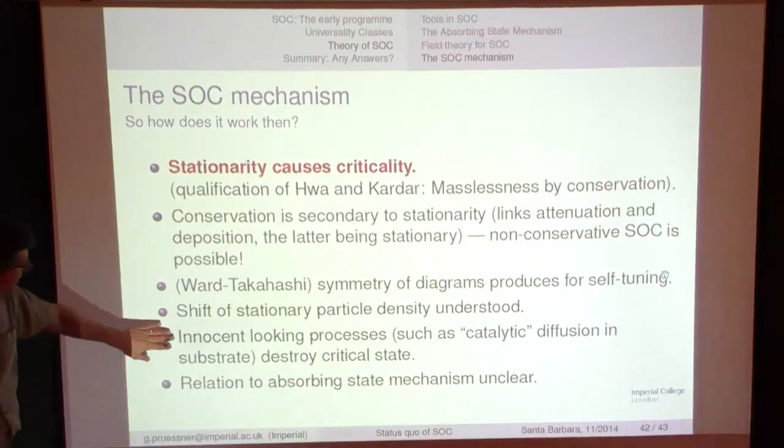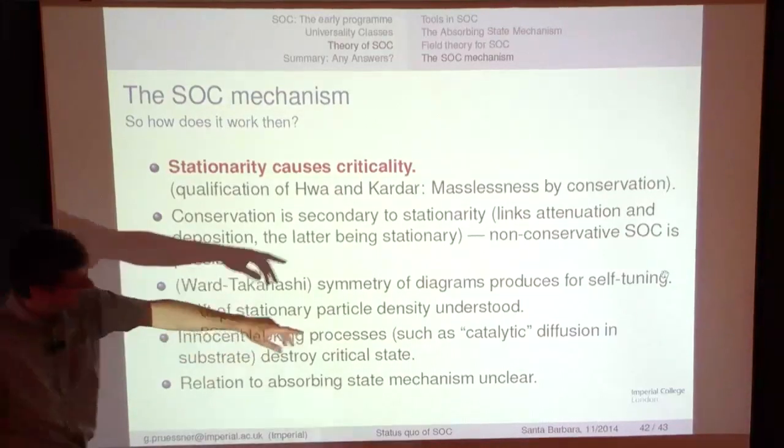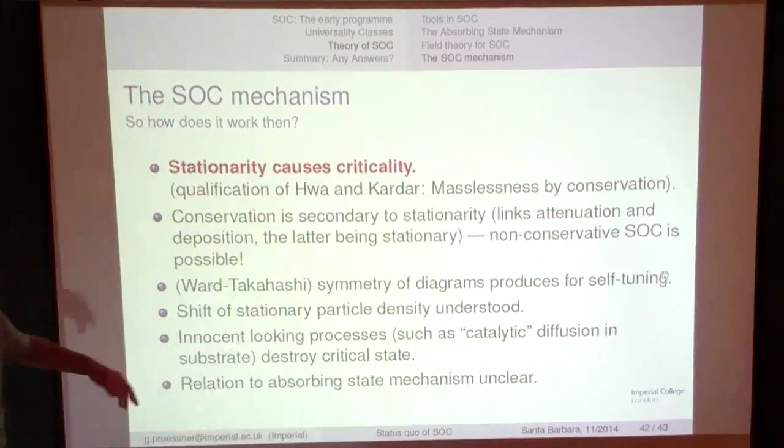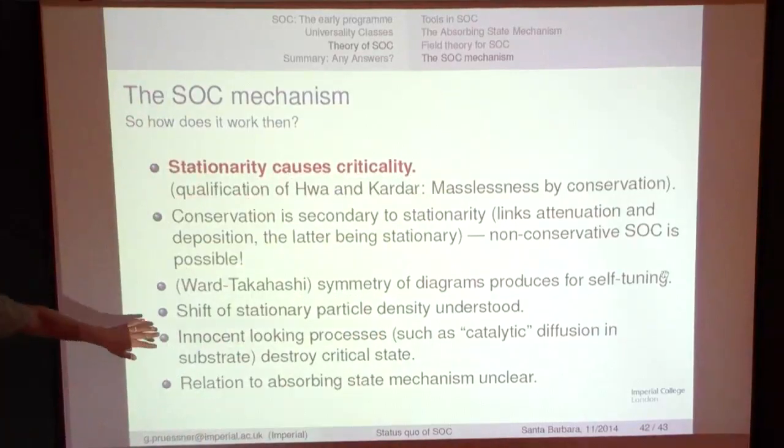Here I mentioned this. Innocent-looking processes destroy the critical state. This is one of them, which I wouldn't know how to deal with in my setup. So this would be a real problem, because that would precisely kill off that symmetry between vertices that lead to deposition of substrate particles and vertices or diagrams that contribute to the mass of the propagator.